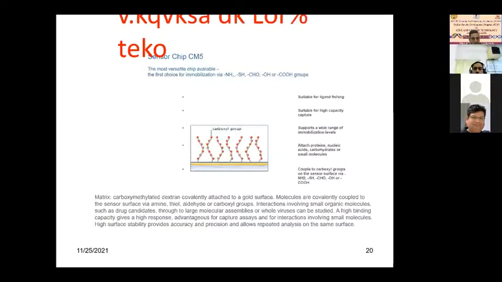So this is the ready-made sensor chip, mostly the CM5 available with the Biacore system, and it has what? You can use the NH2 chemistry, thiol chemistry, aldehyde group, hydroxyl group, and carboxylic group. These are the ligand binding options available, and for binding these, the four chemistries are the prominent ones that are available for binding your analyte or your molecules over the surface.